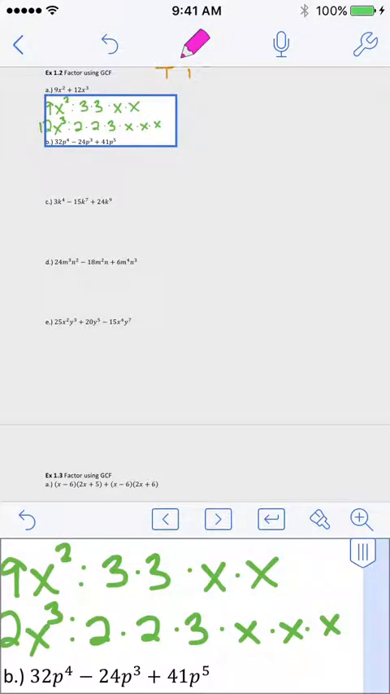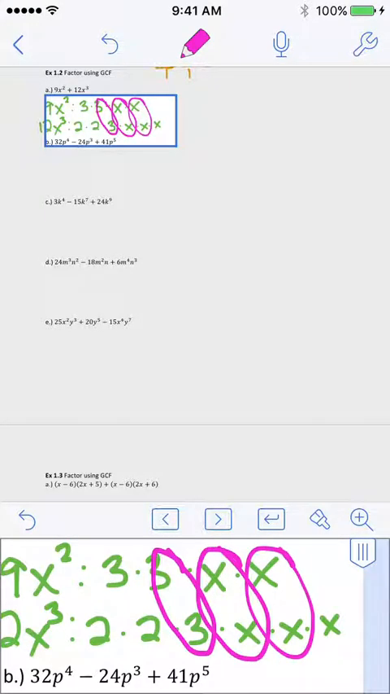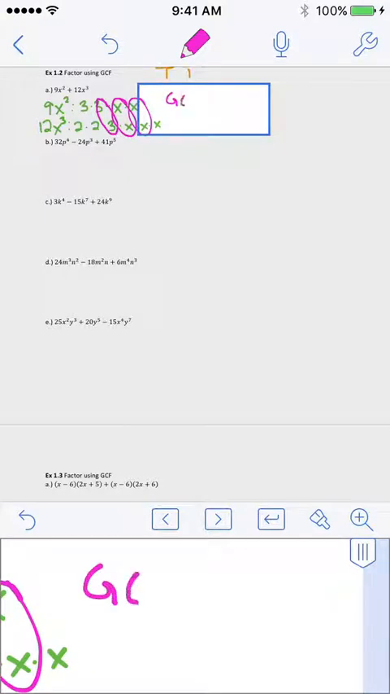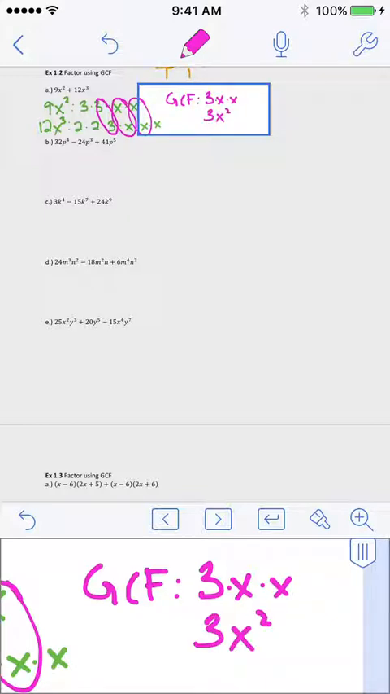Now I will find out what they have in common. So it looks like 9 doesn't have any 2's in it. It's not 2, but they do share 3. And it looks like they're sharing an x, and they're sharing another x. Awesome. They have a 3, an x, and an x in common. So their GCF is going to be 3xx or 3x squared. That's the biggest thing they have in common. A 3 and 2 x's.